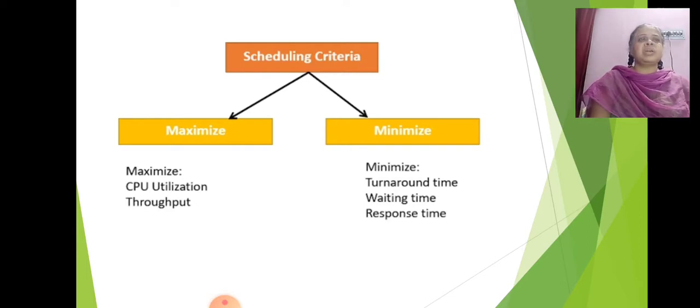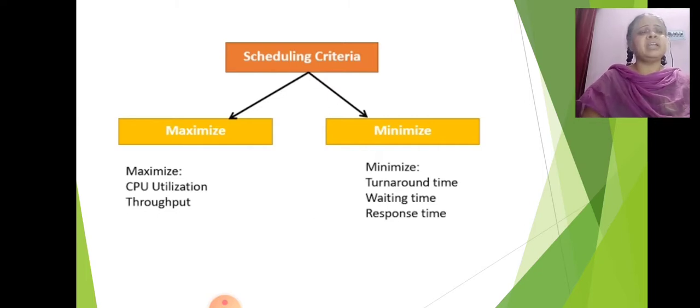In choosing which algorithm to use in a particular situation, we must consider the properties of various algorithms. Many criteria have been suggested for comparing CPU scheduling algorithms. Which characteristics are used for comparison can make a substantial difference. It can make an enormous amount of difference in which algorithm is judged as the best. Which one is the best? That needs to be kept in mind. So there are certain criteria which we need to consider while scheduling.